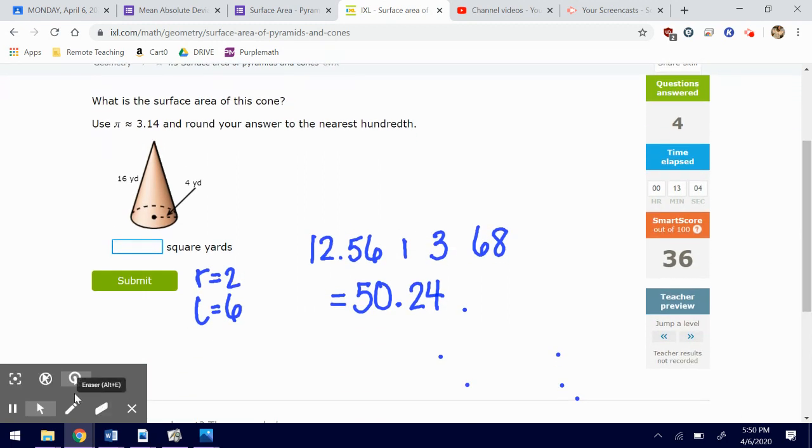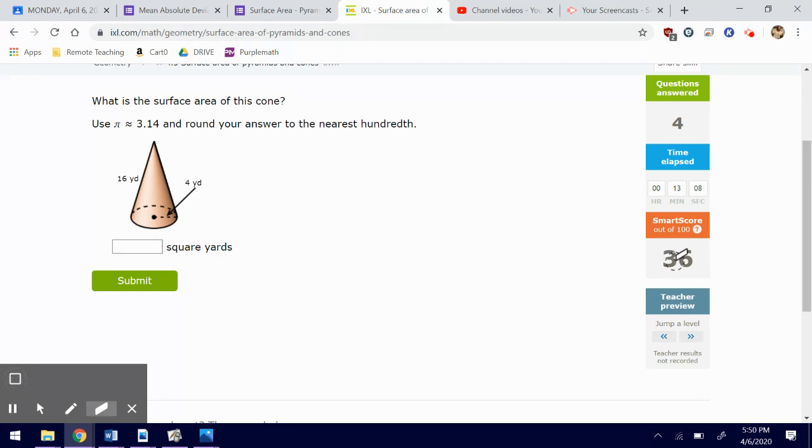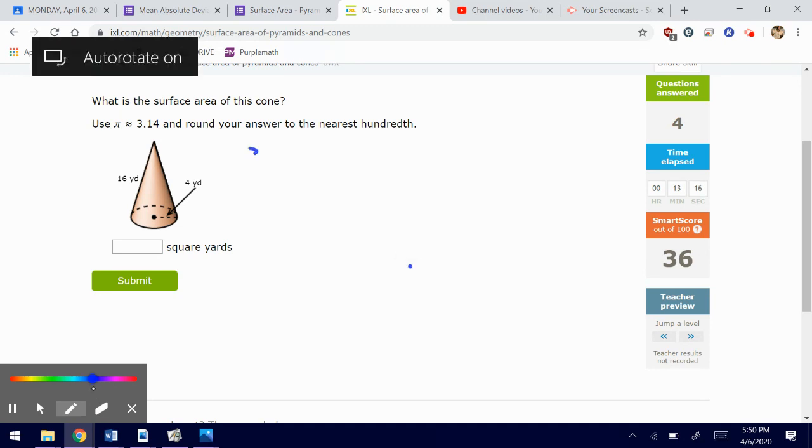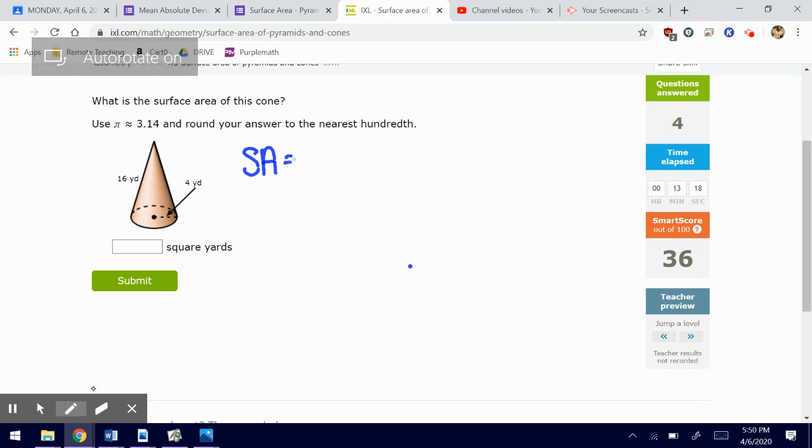Another cone. Same formula. Okay, we're at 36. I only have to get to 60, so we're more than halfway there. So I have a cone, same formula. Surface area equals pi r squared plus pi r L.